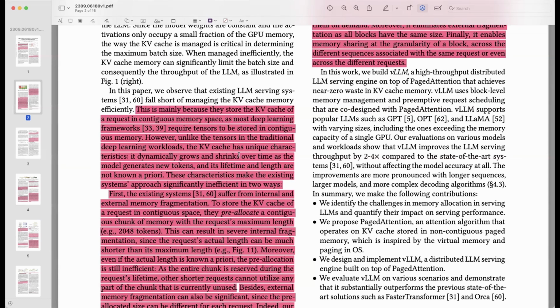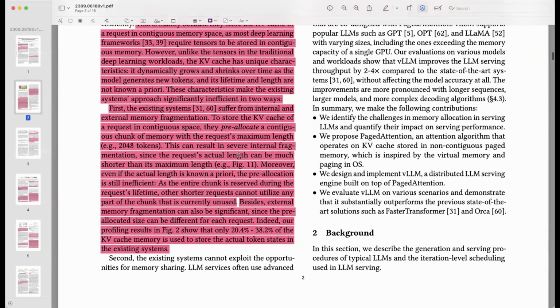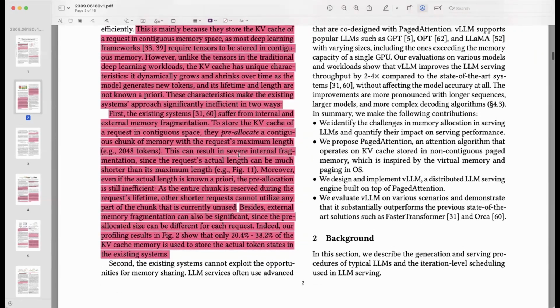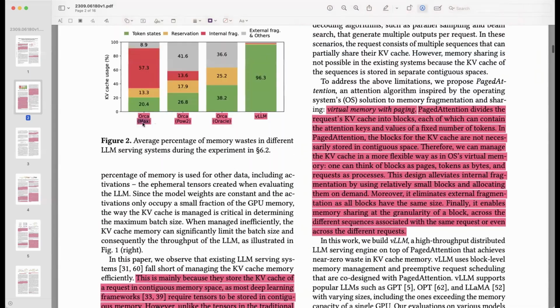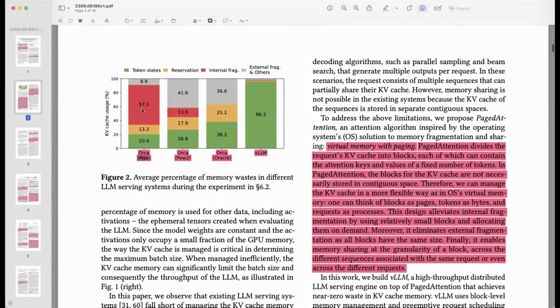However, that doesn't work when you have dynamically growing and shrinking inputs. When everything is fixed, it works really well, but when you have dynamic growing and shrinking, it doesn't work well. And they talk about why it doesn't work well. So one is this internal fragmentation, where you might allocate more than it actually needs per request.